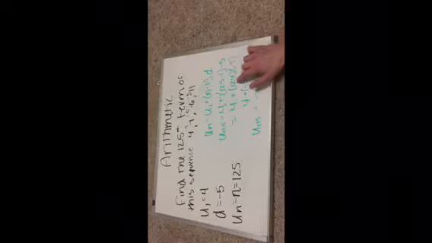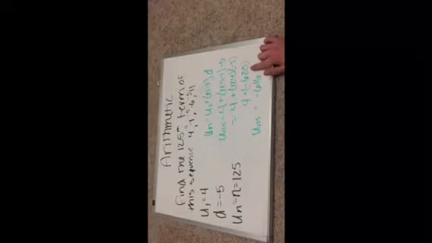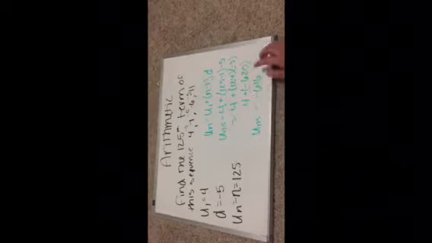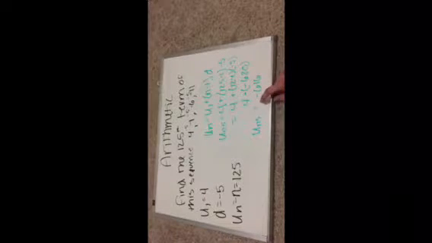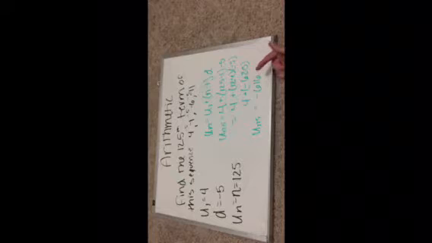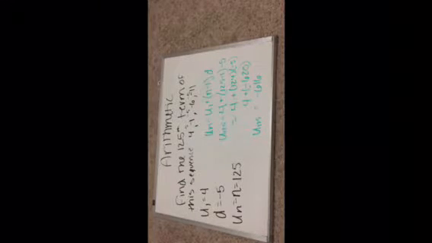So then you get 124 times negative 5, which is negative 620, plus 4, you get negative 616, and that's your answer for u sub 125. So the 125th term of this sequence will equal negative 616.